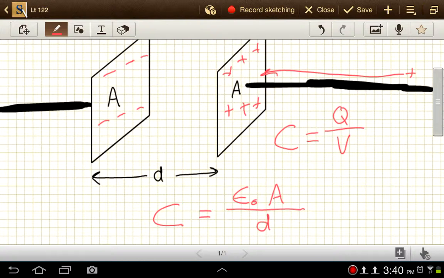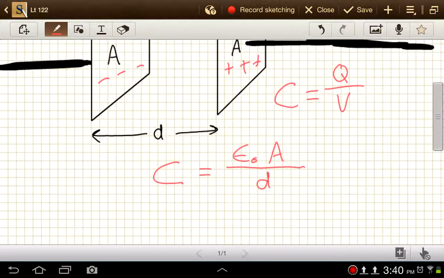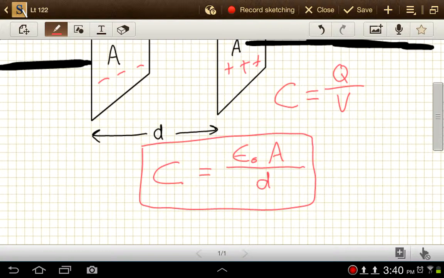So capacitance is equal to the vacuum permittivity times the area of the plates, make sure that's in square meters, divided by the distance, and make sure that's in just meters.